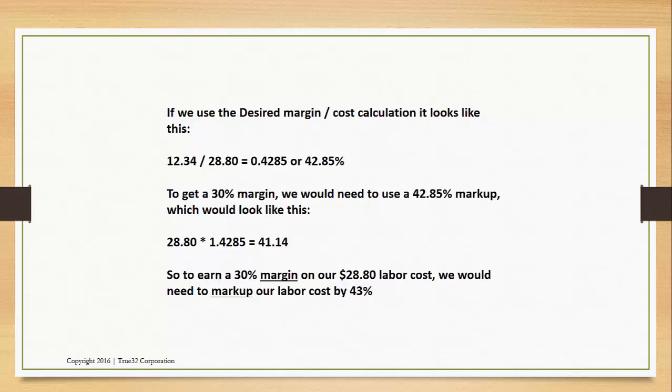So 28.80 times 1 is 28.80, and the rest of that, being after the decimal point, .4285, being 42.85%, gives us the marked up cost in a single calculation rather than having to do 28.80 times 42.85% and then add that number to it to get the $41.14. But this math here, 28.80 times 1.4285 equals $41.14, becomes our loaded labor rate. So to earn a 30% margin on our $28.80 labor cost, we would need to mark up our labor cost by 43%, rounding up there obviously.